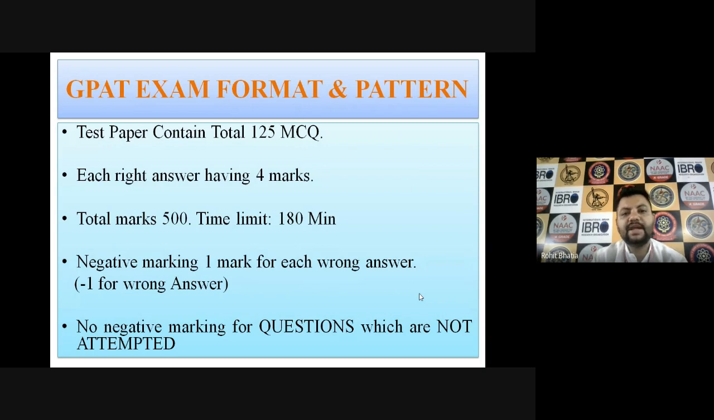So, GPAT exam format and pattern. The GPAT test contains a total of 125 multiple choice questions, each right answer carrying 4 marks. In total there are 500 marks. The time limit is 3 hours, that is 180 minutes. Negative marking is there: plus 4 marks for each right answer and minus 1 for each wrong answer. No negative marking is there if the question is not attempted by the candidate.